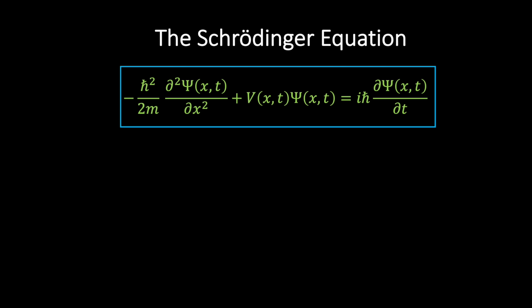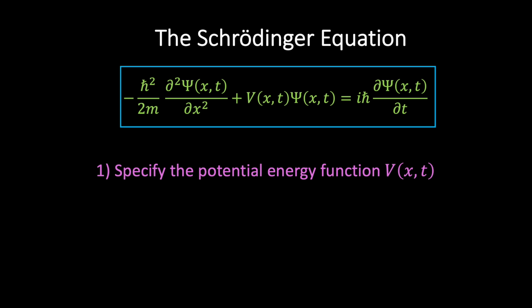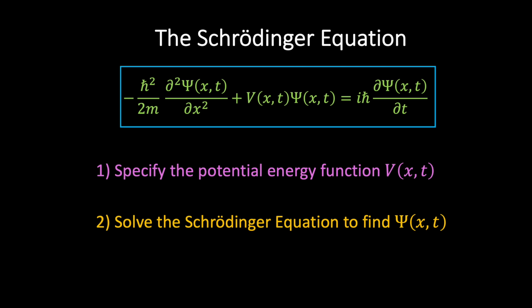So what is the significance of the Schrödinger equation, and what can we use it for? Well, the basic idea is as follows. If you wish to determine the structure of the wave function associated with a particle of mass m using the Schrödinger equation, the first thing you do is to specify the potential energy function, which tells you something about the forces acting on the particle. Once you've specified the potential, you then need to solve the corresponding partial differential equation to find the wave function.